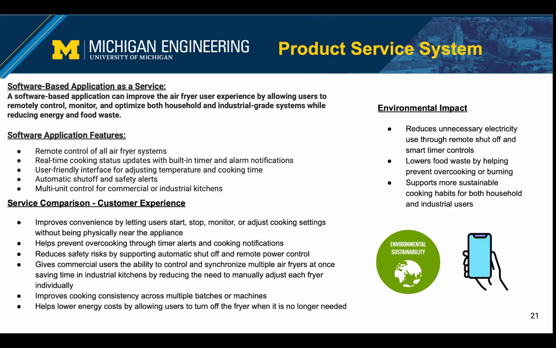It would also come complete with automatic shutoff and safety alerts, and would allow for multi-unit control for commercial or industrial use. This would add a lot of convenience for a customer by allowing users to adjust cooking settings without being near the appliance, which in turn prevents overcooking through timed alerts and notifications. The app would also reduce safety risks by including automatic shutoff and remote power control. Additionally, it would give commercial users the ability to control and synchronize multiple air fryers, saving a lot of time for industrial uses. This would also help improve cooking consistency across multiple batches or machines.